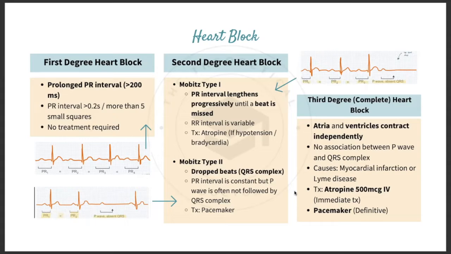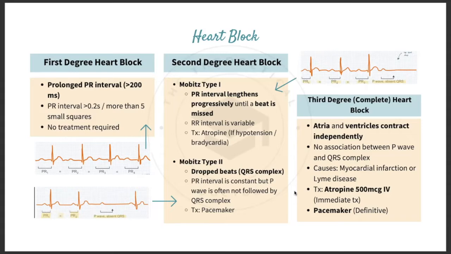So the first one, first degree heart block. In first degree heart block, there is a prolonged PR interval. The normal PR interval is actually about 3 to 5 small squares. So in the case of first degree heart block, it is prolonged. It's more than 5 small squares.